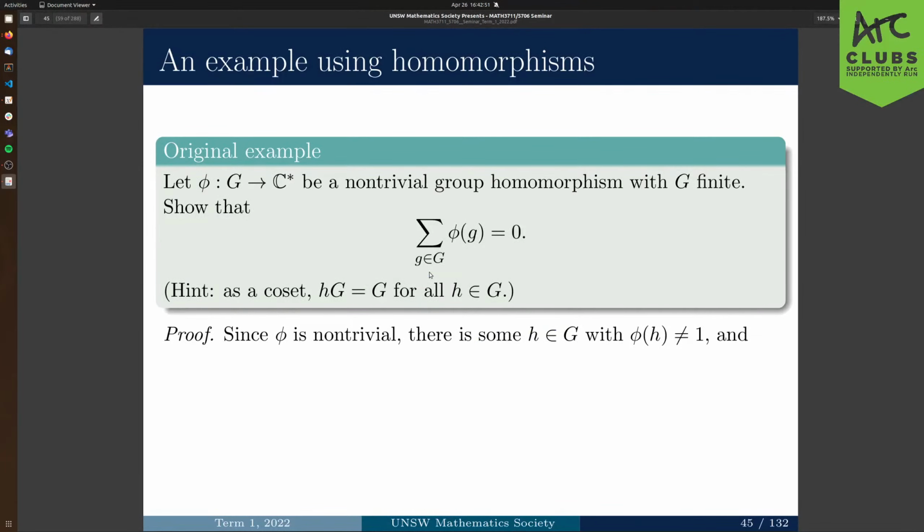So that's kind of where we're going, because we have that sort of thing here. So if we can somehow get phi of h to appear in this sum here, then I should be able to pull it out of the sum, because it doesn't depend on it. And then I will have teased out a factor of not 1 from this sum, and then I should be able to conclude that it's 0.